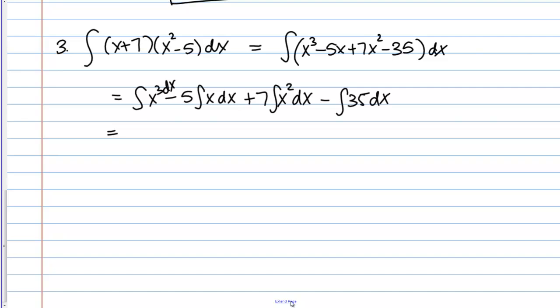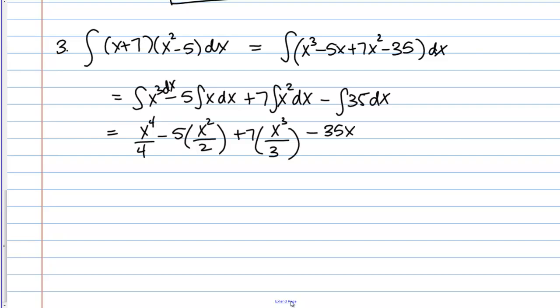So this first one becomes x to the 4th over 4. Then I have minus 5 times x squared over 2 plus 7 times x cubed over 3 minus, the antiderivative of 35 is 35x plus c. Okay, and then there's not very much cleaning up to do here, so this is just our final answer.